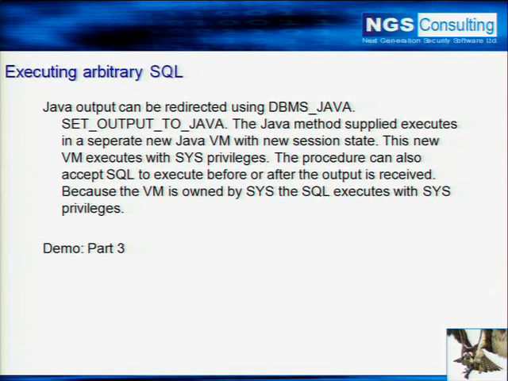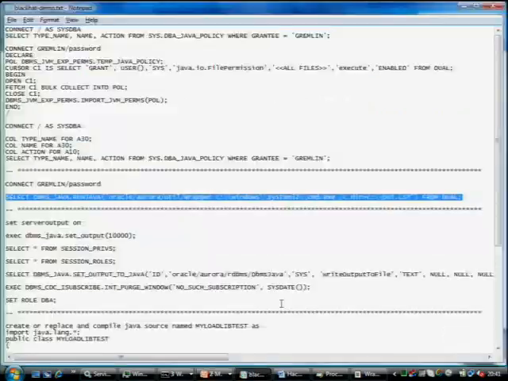And as part of the specification for set output to Java, it can take arbitrary SQL to execute either before or after the new VM receives the output. So what we can do basically is inject, well, it's not really inject because we're not inserting anything into extant code. What we're doing is just supplying lock, stock, and barrel full SQL to execute. So let's do this. Oh, and that SQL will, of course, execute with sys privileges.